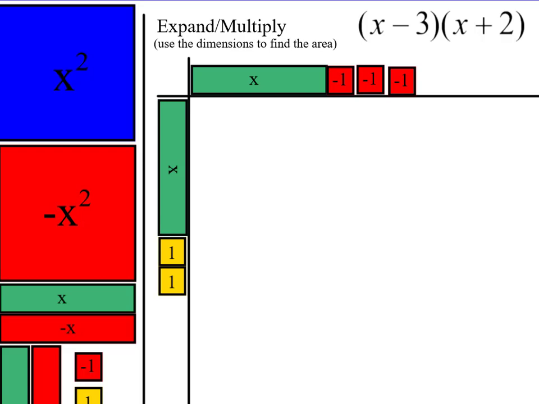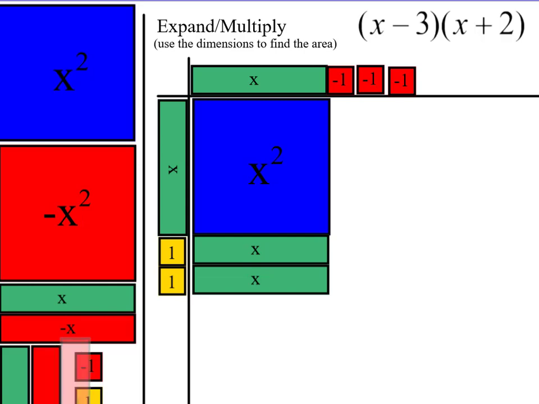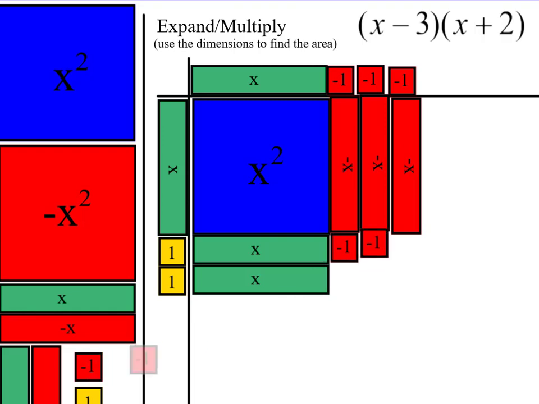And if you've bought in and tried this model, you could do grade 10 work this quickly. X times x is x squared. 1 times x is x. Okay, we can fill those in. X times negative 1 would be negative x. So I've got 3 of those right there. And then lastly, 1 times negative 1 is negative 1. Okay, and we fill those in.